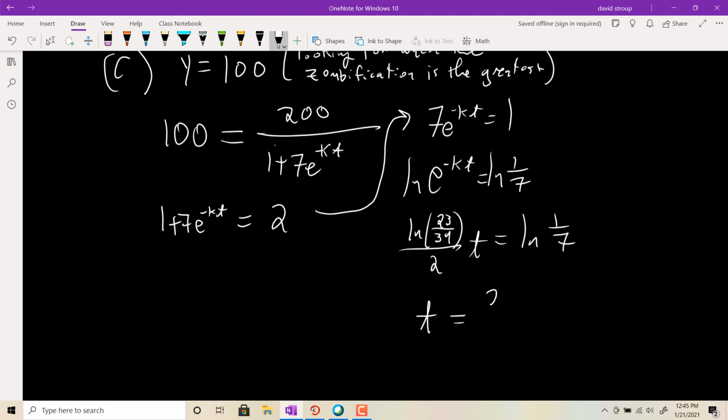Then multiply by the reciprocal of ln of 23/39 over 2. That'll give me t equals 2 times ln of 1/7 divided by ln of 23/39. And if you put that in your calculator, you're going to get about 7.37 days.